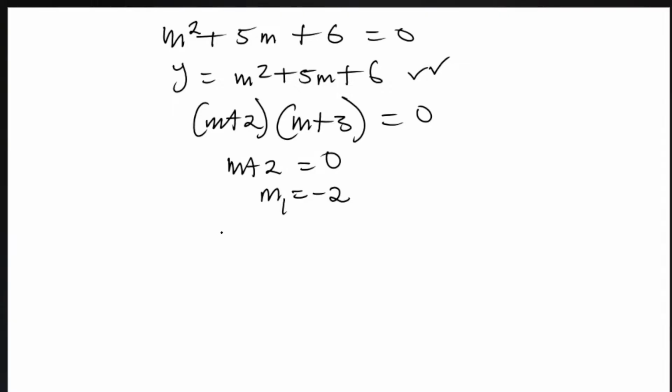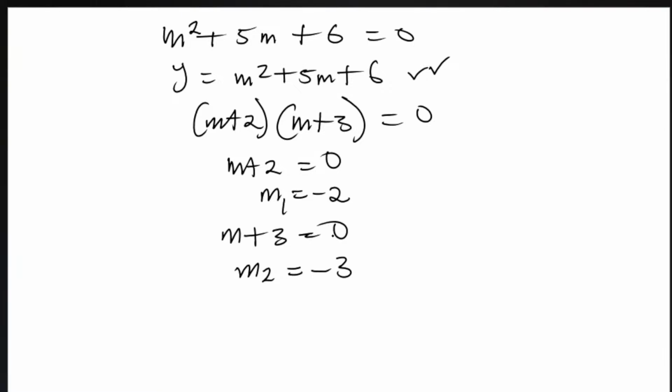Look at your m plus 3. M plus 3 is representing our m2. So your m2 here will simply be m plus 3 is equal to 0. Your m2 will simply be, plus 3 crossing an equality sign, it will be 0 minus 3, and that will give us minus 3. So you've gotten the root of your equation to be minus 2 and minus 3.